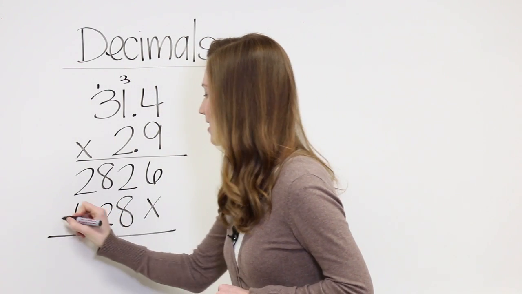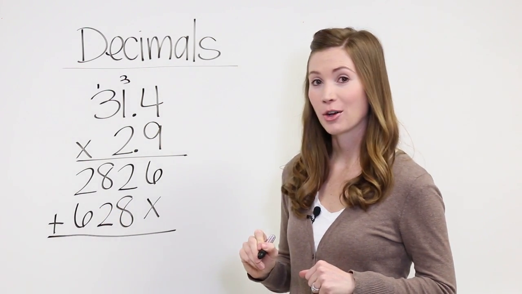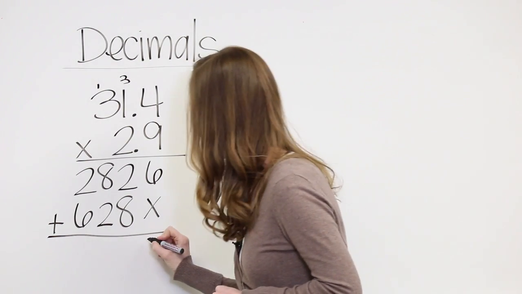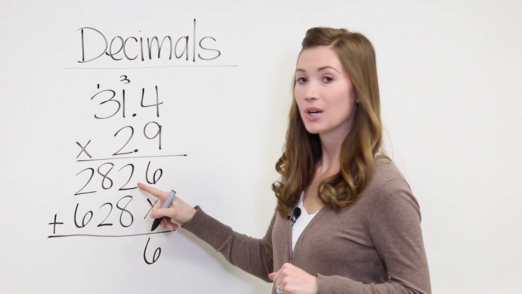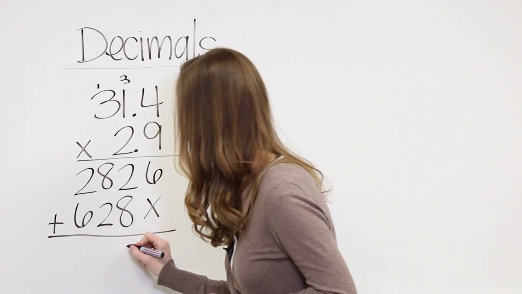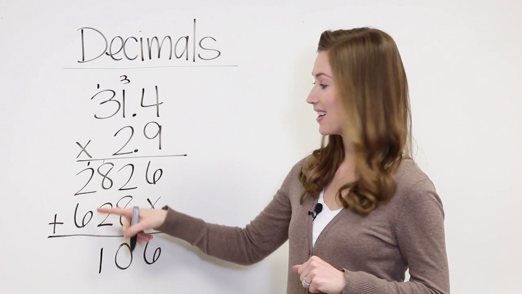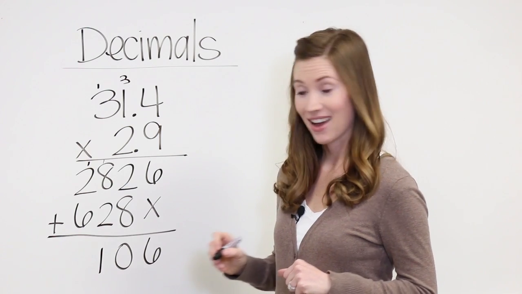Now let's add these numbers so we can get our final product. 6 plus nothing is 6. 2 plus 8 is 10. We're going to carry our 1. 8 plus 2 is 10. Plus 1 is 11. And 2 plus 6 is 8. Plus 1 is 9.